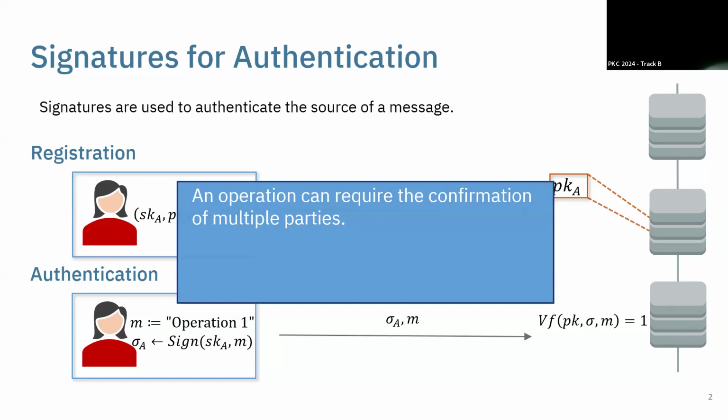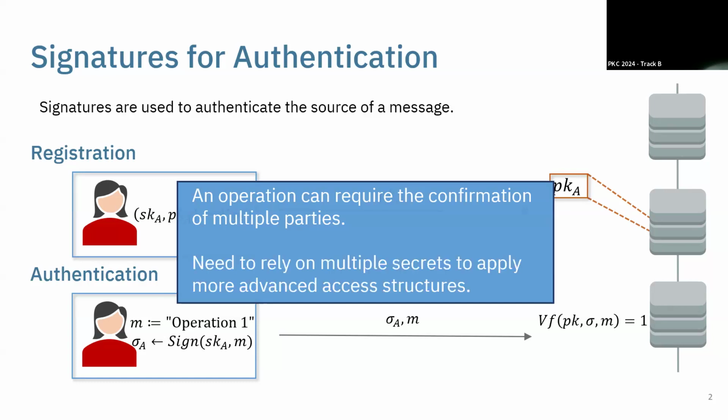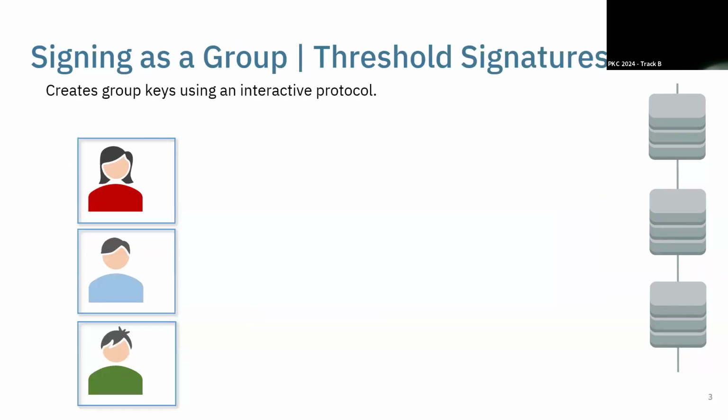But in most cases, we need to rely on multiple parties to authenticate a certain operation. Common use cases are a public ledger, where we need to create a joint account, or any multi-factor authentication scenario, where we need to rely on multiple devices, which means that we somehow need to rely on multiple secrets that are stored by different parties or different devices.